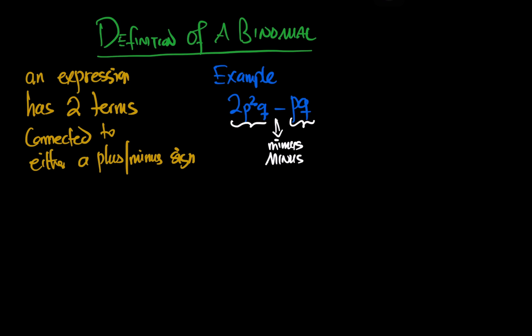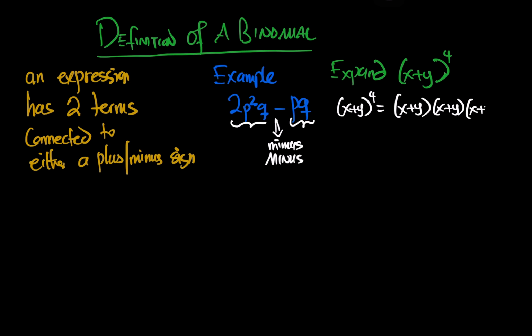It is often necessary to expand the power of a binomial, so sometimes a question can ask us to expand maybe x plus y to the power of 4. To solve something like that, we need to apply a binomial expansion. But doing this is going to be tedious. We know x plus y to the power of 4 is actually x plus y, x plus y, another x plus y, and another x plus y.